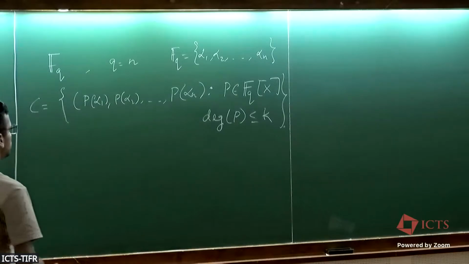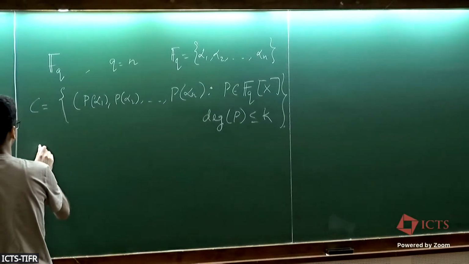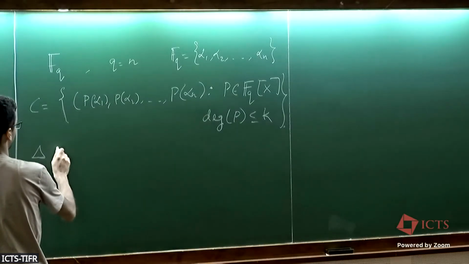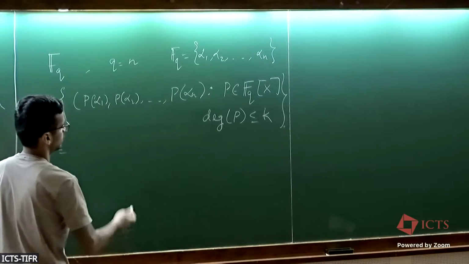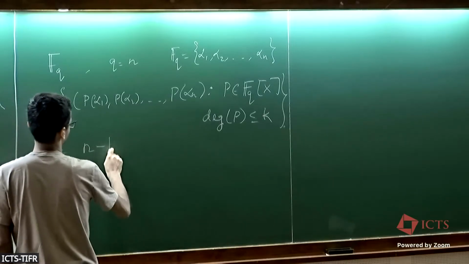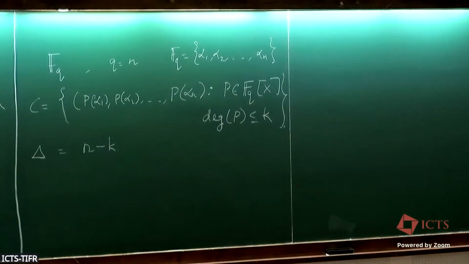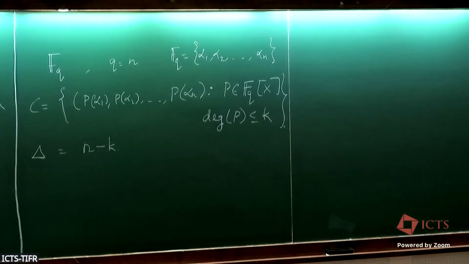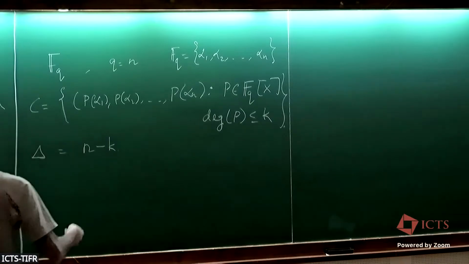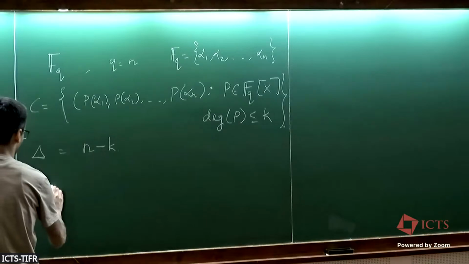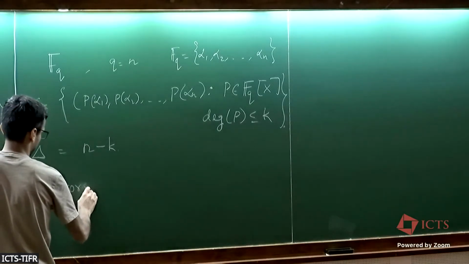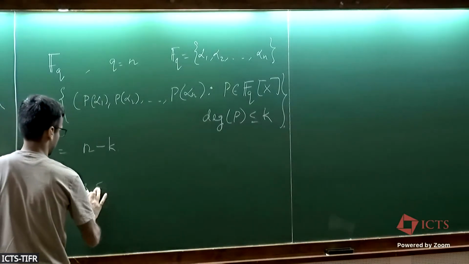So the minimum distance of the code, delta, was n minus k. And we can hope to decode these codes from up to half their minimum distance, which is, we'll try to decode them provided the number of errors is less than n minus k over 2. So for this discussion, we'll be in the setting where the number of errors is strictly less than n minus k over 2.